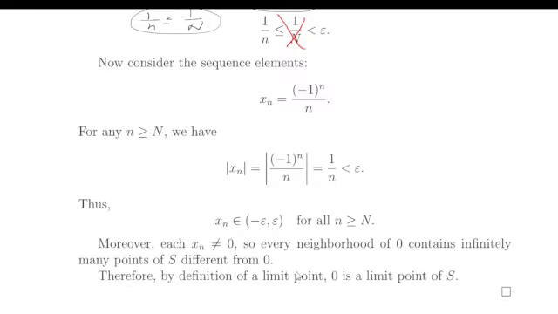Now we wanted to show that every possible neighborhood around 0 contains at least one point of S other than 0 itself. So if we consider a sequence x sub n that is not 0, every neighborhood of 0 contains infinitely many points of S different from 0. If x sub n is between negative epsilon and epsilon, there are infinitely many points there, even if you exclude 0. So therefore, by the definition of a limit point, 0 is a limit point of S.